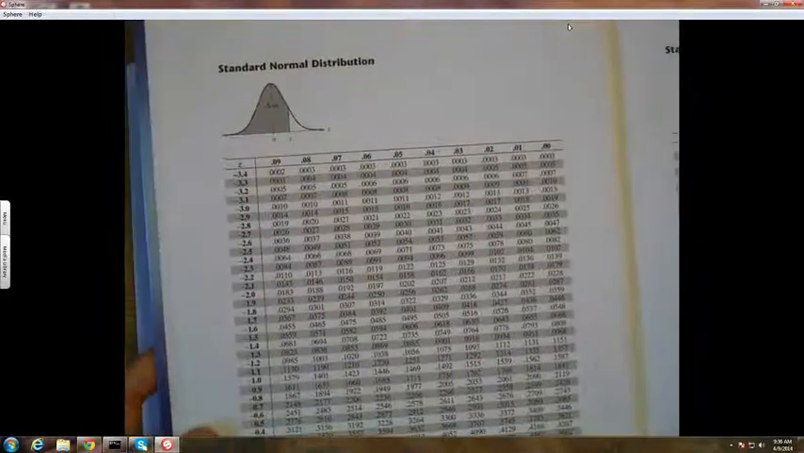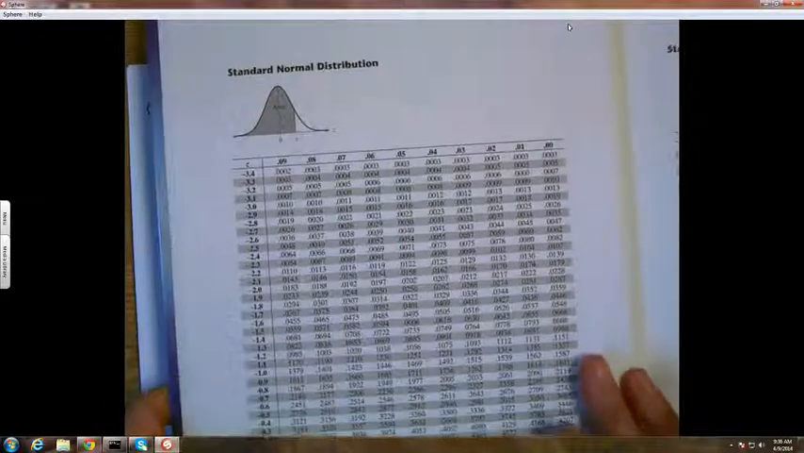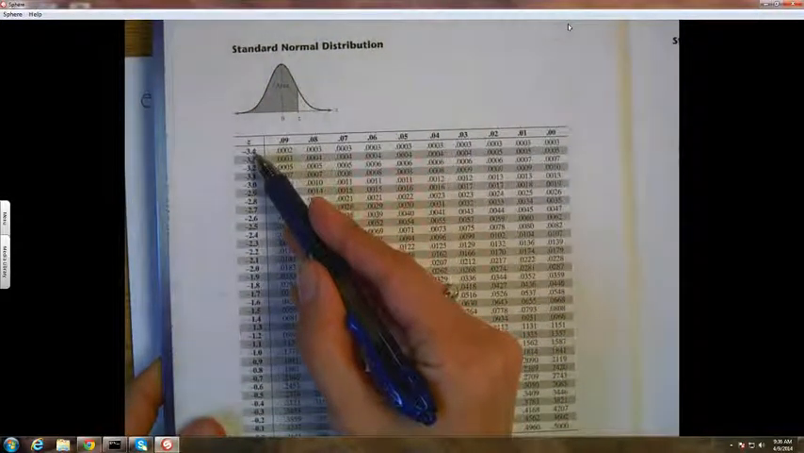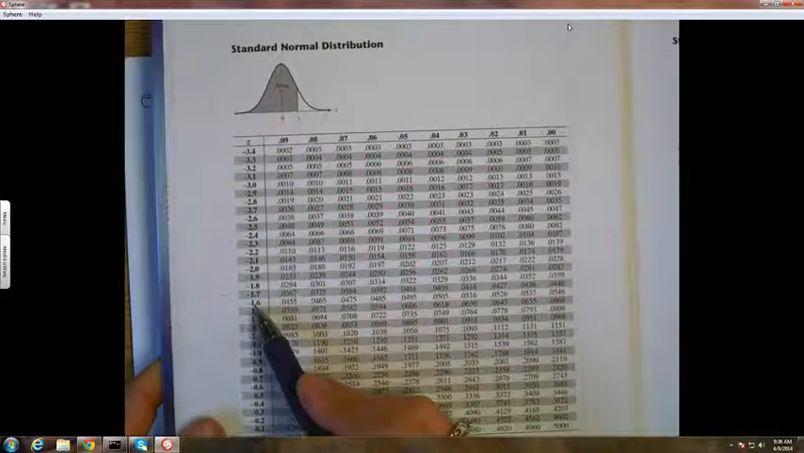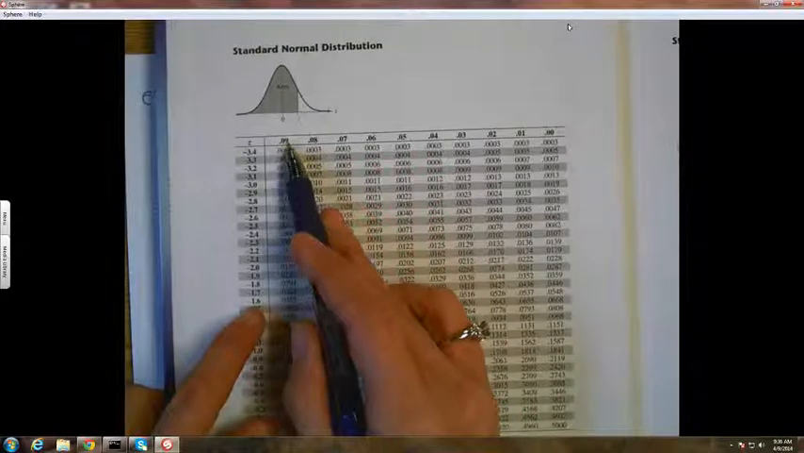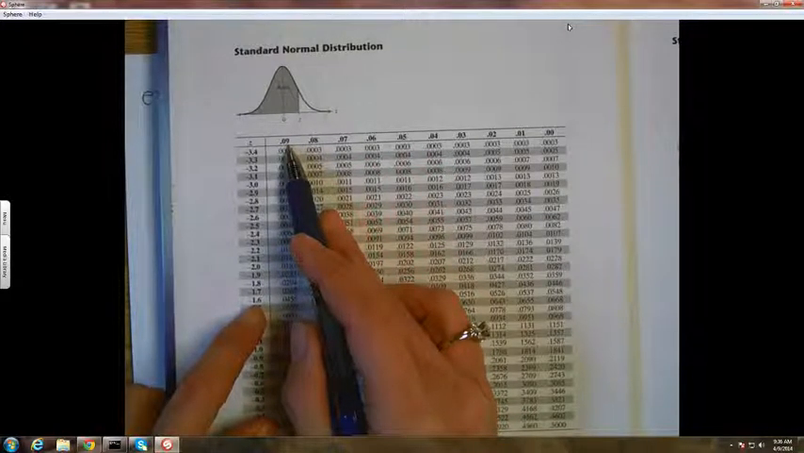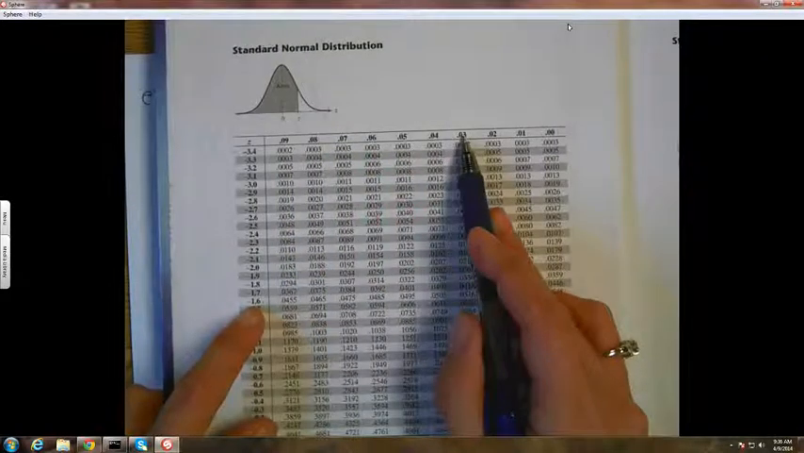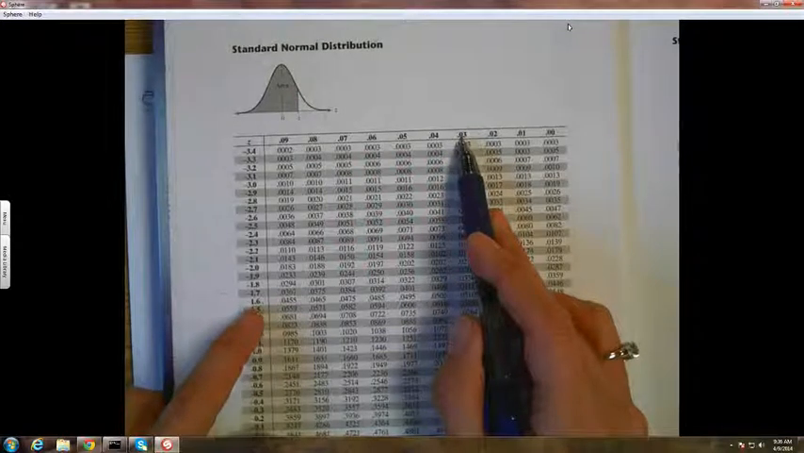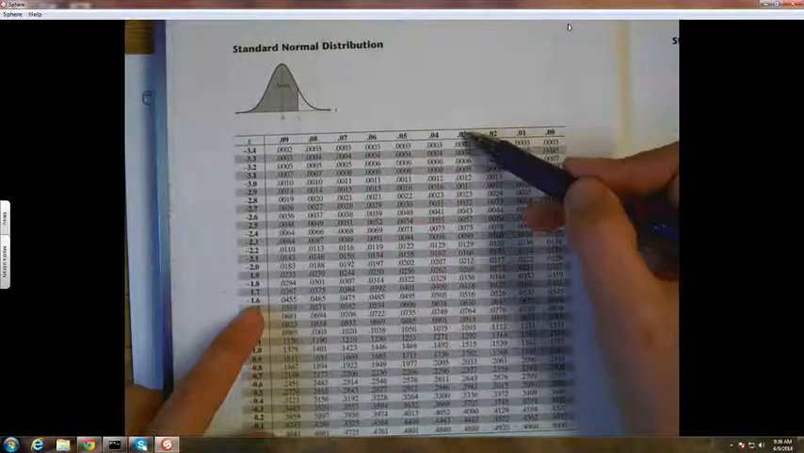Okay, the left-hand page has your negative, and I gave you negative 1.63. So if you look, the z-scores are out to the 10th place here, so I find negative 1.6. And then if you look across the top row, these are the numbers in the hundredths place. And what number's in my hundredths place? The 3, so I want to go to this spot. If I added them, that would be negative 1.63. So then I just look for that intersection.